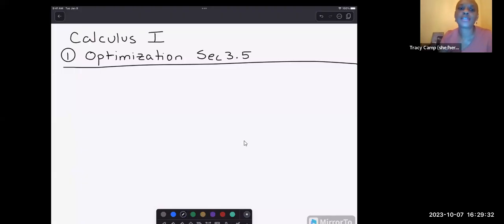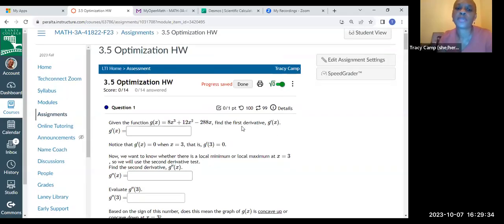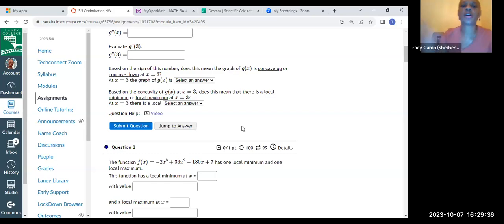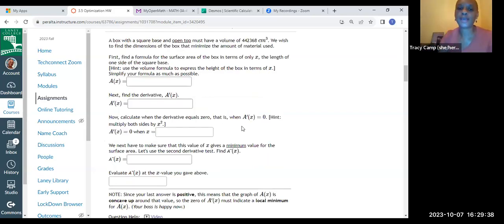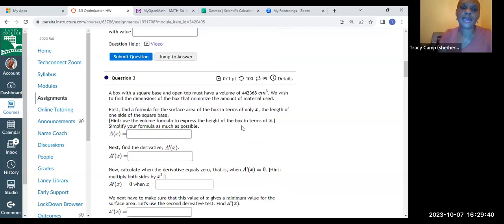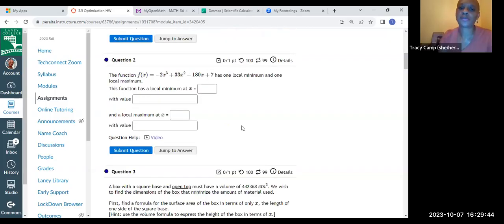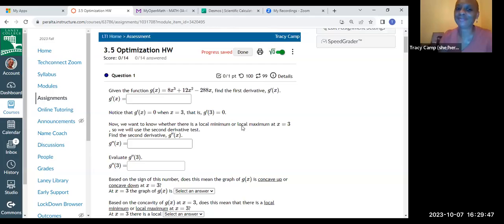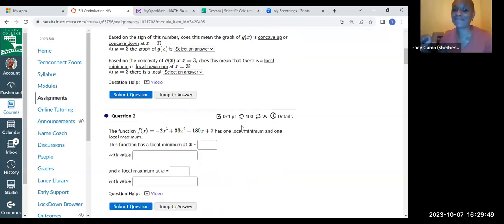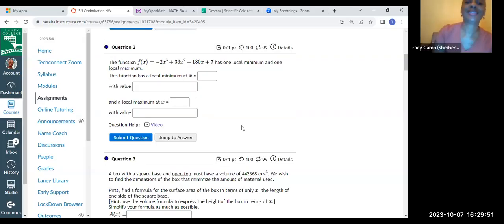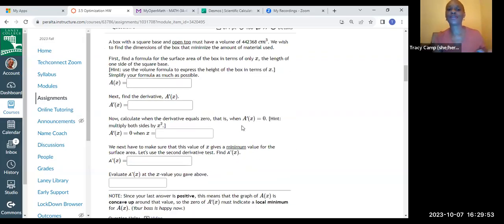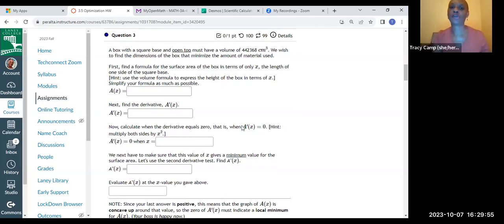I like section 3.5 problem number 3 a lot because it kind of talks you through the steps. Numbers 1 and 2, you'll notice, are problems straight from section 3.4. So it's kind of like saying this is the same thing as 3.4. It's just once you get to number 3, you're not given the function anymore, and your job is to find the function that you're trying to maximize or minimize.